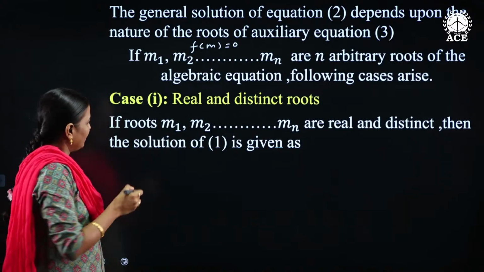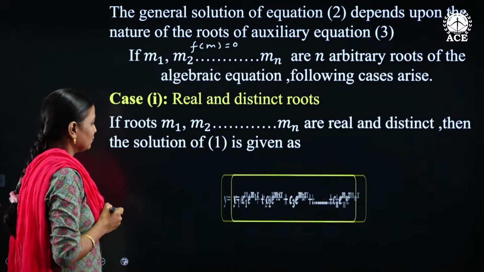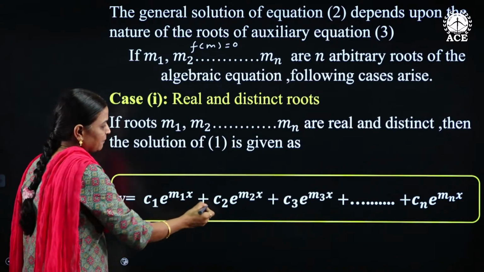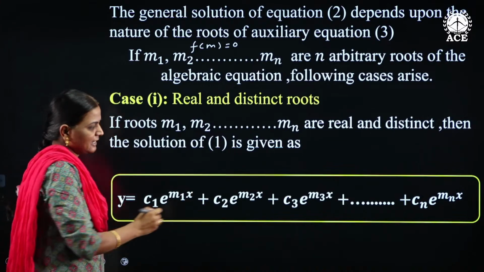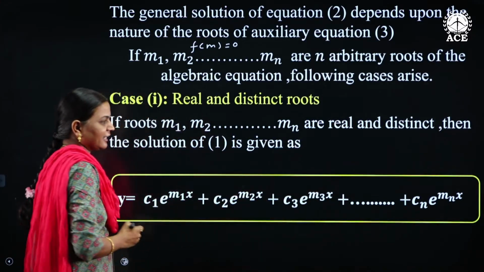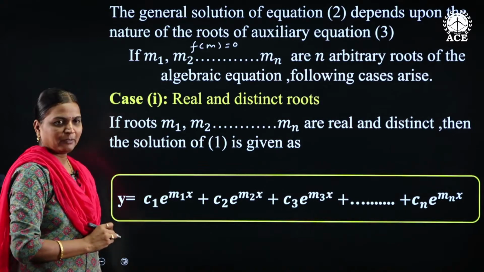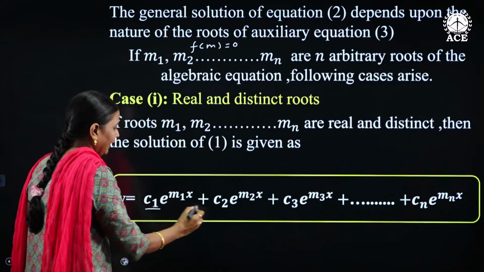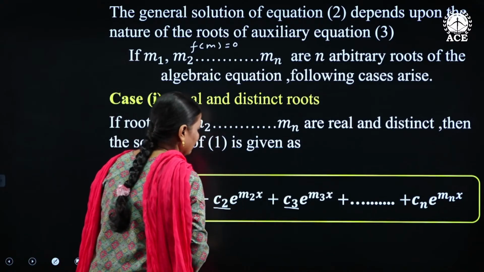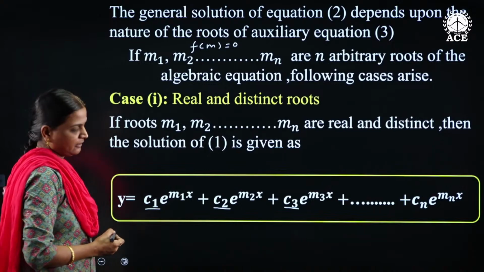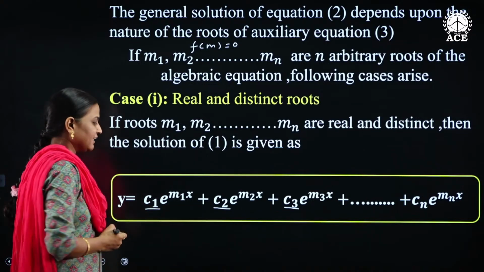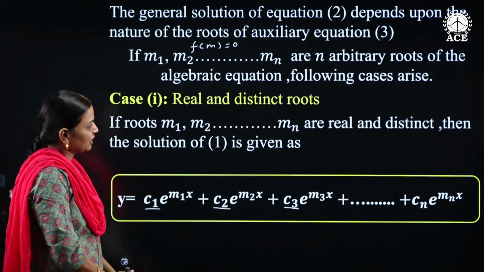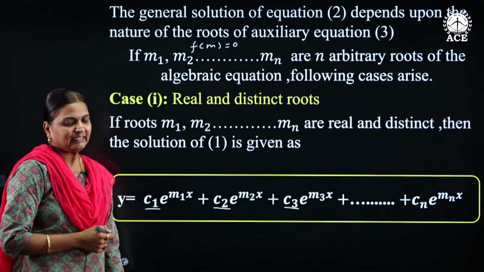Homogeneous linear differential equation is given as, so this is the solution: y is equal to c1 into e power m1x plus c2 into e power m2x plus c3 into e power m3x plus so on plus cn into e power mnx. Observe clearly, in this equation there are n arbitrary constants, c1, c2, c3, so on, cn. So therefore this is the general solution of a given homogeneous differential equation when the roots are real and distinct.